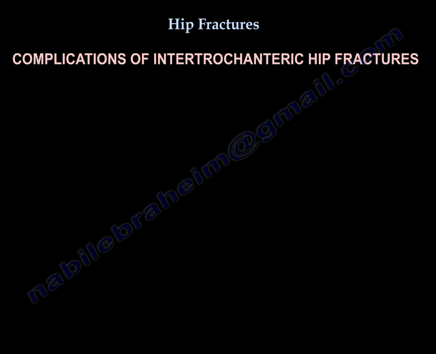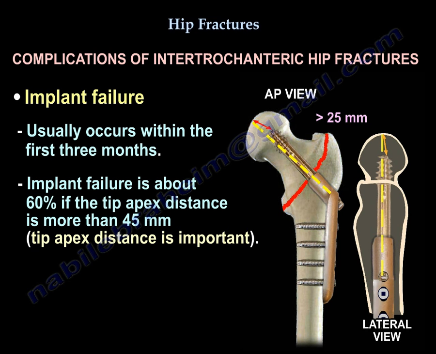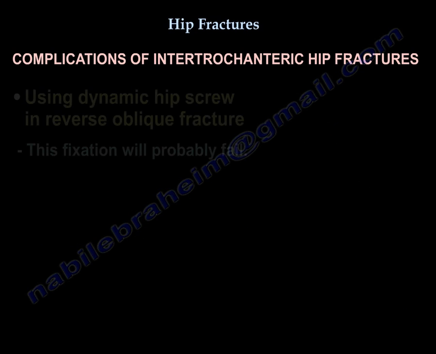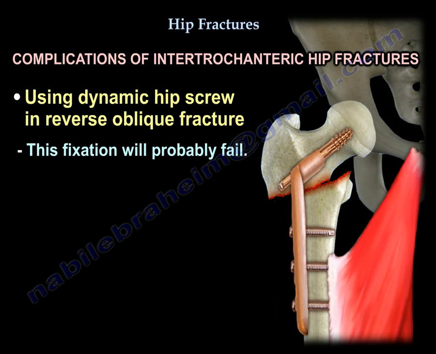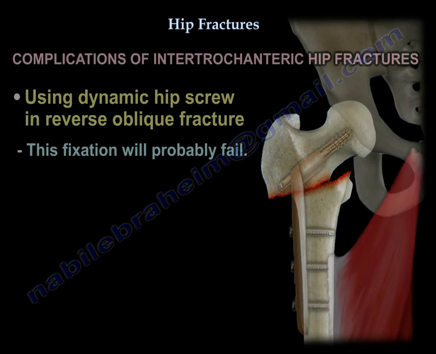So what are the complications of intertrochanteric hip fracture? The most important complication is implant failure. It usually occurs in the first 3 months. The failure rate is about 60% if the tip apex distance is more than 45 millimeters. The tip apex distance is important. Also, if you use a dynamic compression hip screw in a reverse oblique fracture, that probably will fail.